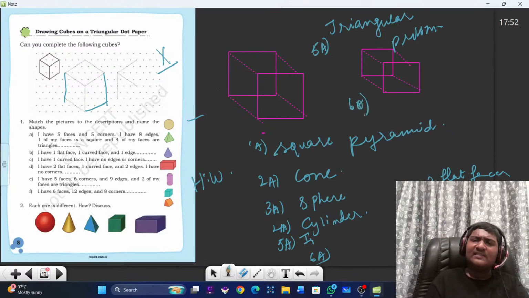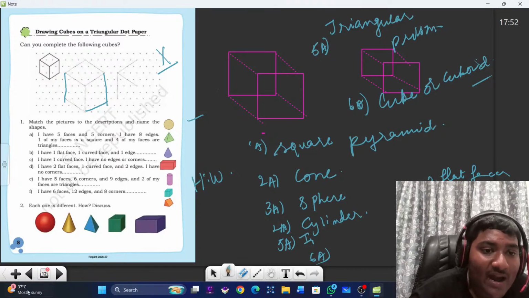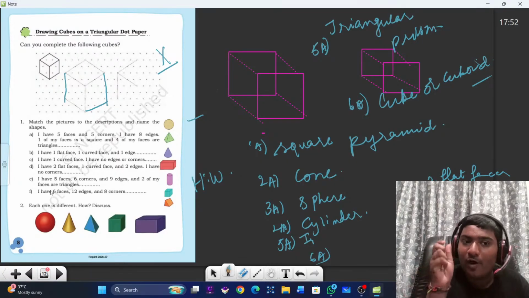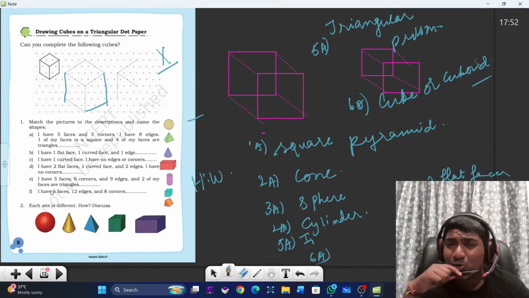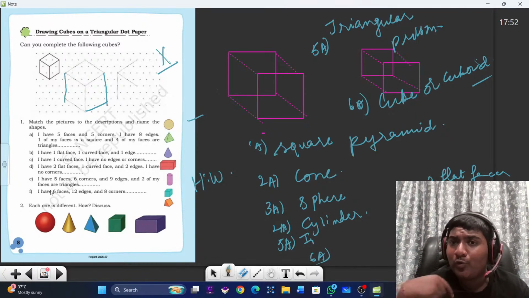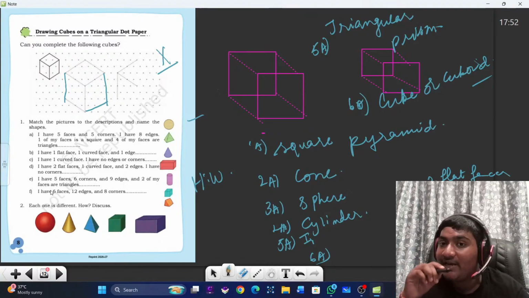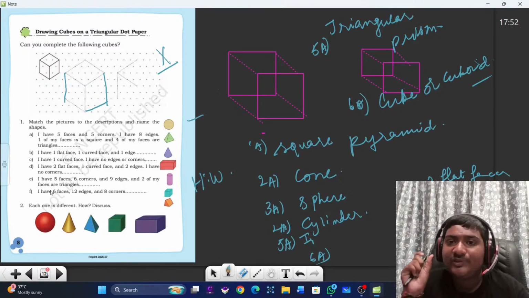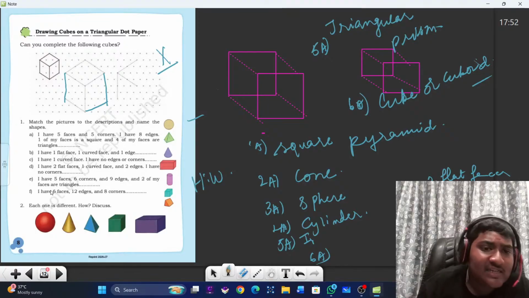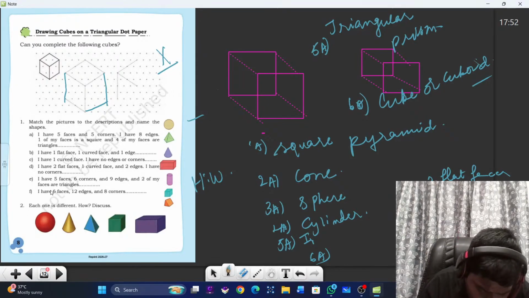So, what are you thinking the sixth answer will be? It will be cube or cuboid. Okay, so one, it has six faces, 12 edges, and eight corners. So what is the difference between cube and cuboid? Cube will be in square shape, and cuboid will be in rectangle shape. Is the difference clear, children? And each one is different. How? Discuss.